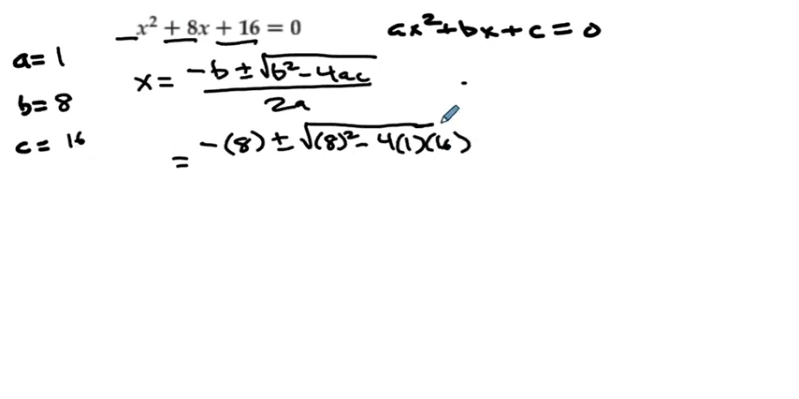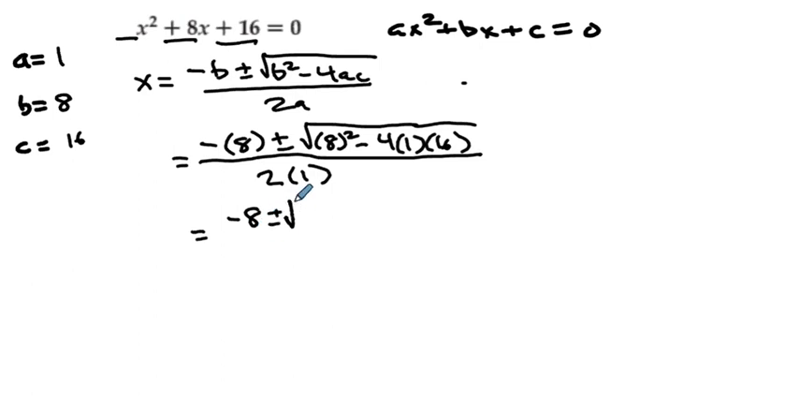Okay, let's extend this a little more so it covers everything. Run this fraction line all over everything, and then it's all over 2 times 1, because A is 1, so 2 times 1. All right, now let's drop some parentheses and solve as much of this as we can. We have negative 8 plus and minus the square root of, and this is all going to be over 2, because 2 times 1 is 2.